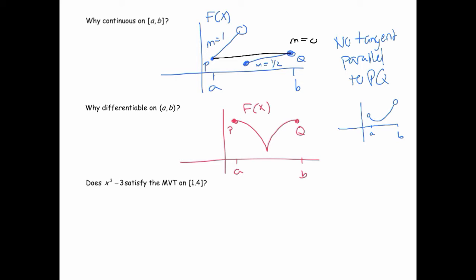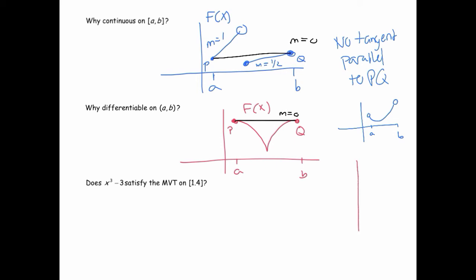Now it has to be differentiable on the open interval, because if you look at this graph, this function is continuous everywhere, but the average rate of change, or the slope of that secant line, is 0. And there is nowhere on this graph where the slope is 0. The closest candidate is where this corner is, or this cusp is, but a function is not differentiable at a cusp.